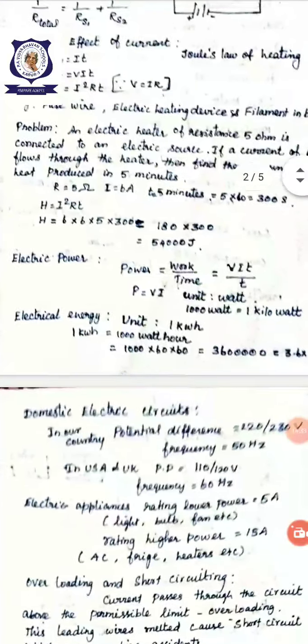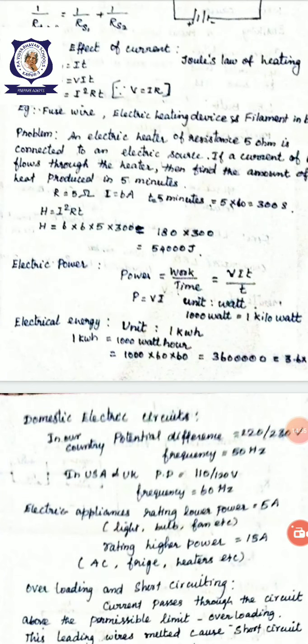And how can we measure electric power and electric energy? What is power? Normally, it is the rate of doing work, so rate means work done in 1 second. Power is equal to work done by time taken. How much work is done? VI into T. So power is VIT by time taken. T is cancelled, so P is equal to V into I.